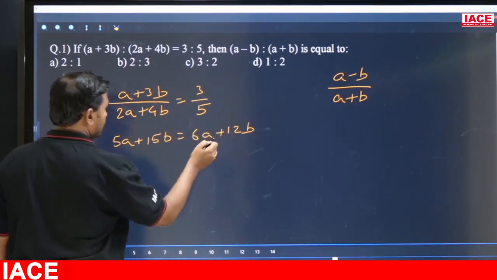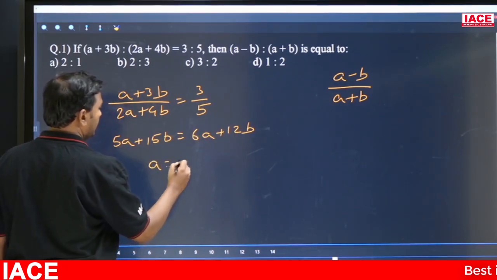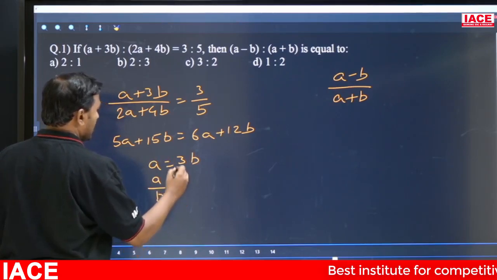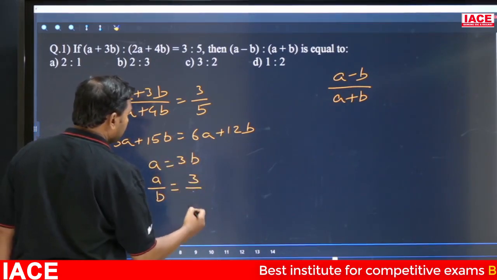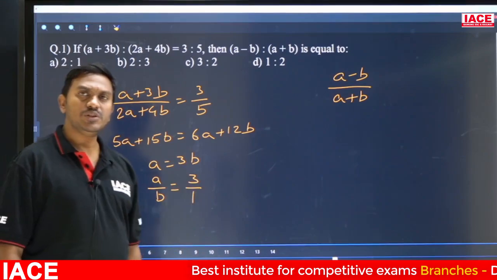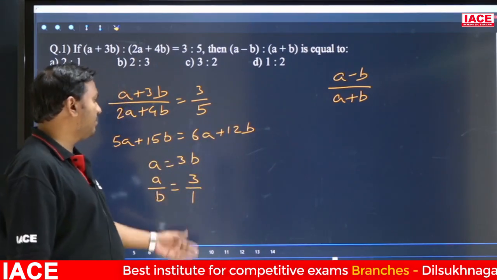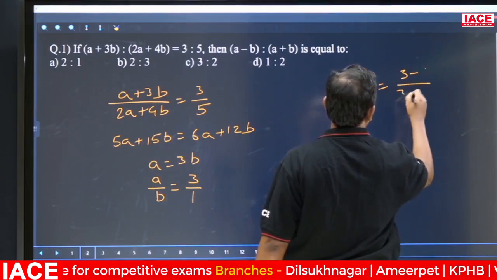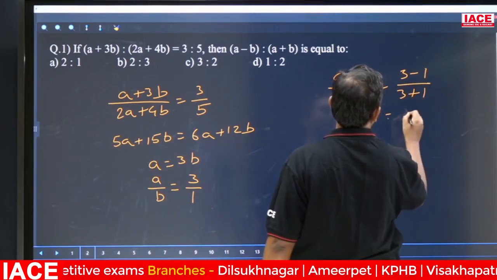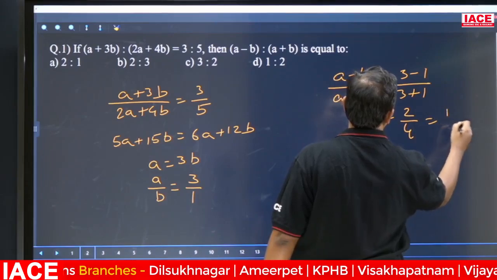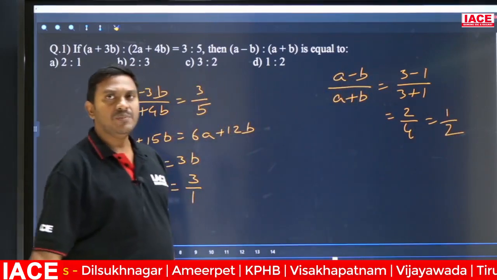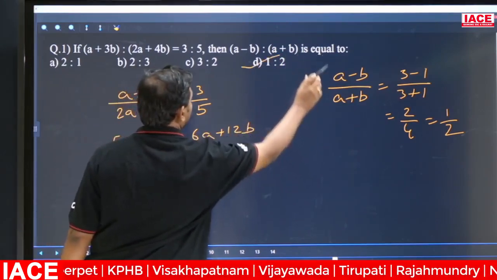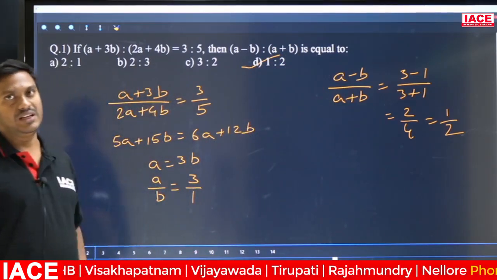So it goes that side, and a equals 3b. A equal to 3b means a by b equals 3 by 1. Simply substitute a = 3 and b = 1 in the given ratio: (3 - 1) / (3 + 1) means 2 by 4, which is 1 by 2. So (a - b) / (a + b) is in the ratio 1:2. So option D is the right answer.